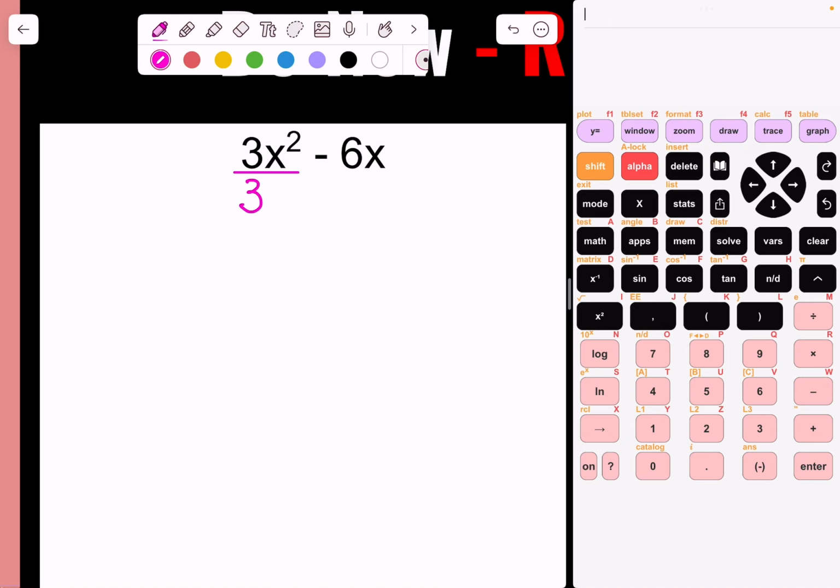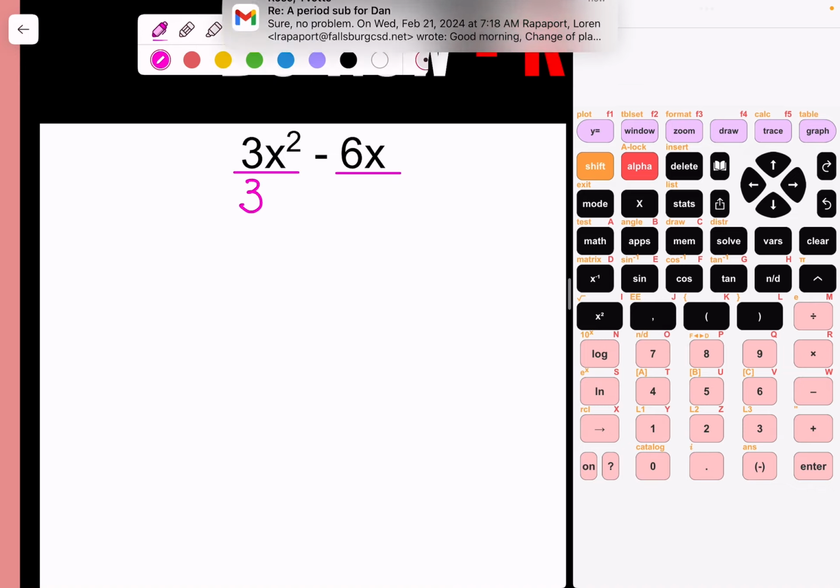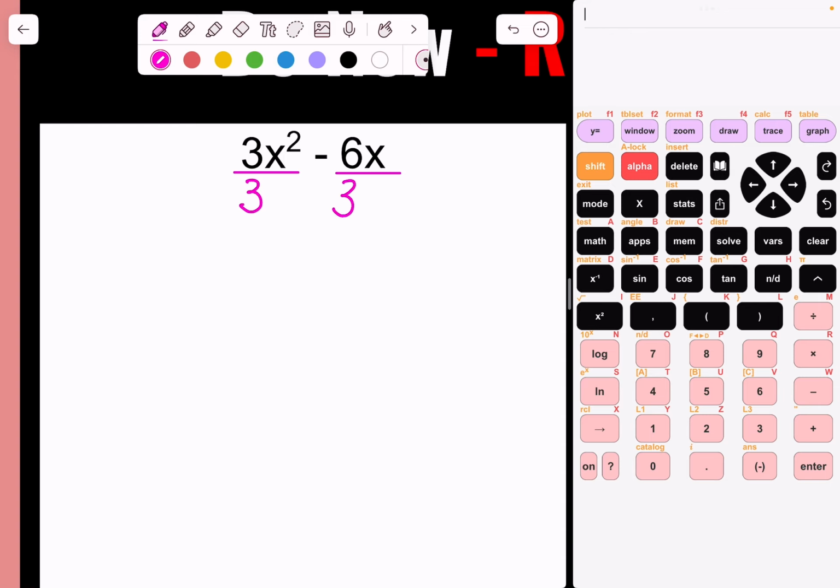I can. They're not both negative, so I won't worry about a negative. And then they both have an x, but the smallest x they have is there's an x2 and an x1, so the smallest one is the x1. So my GCF here is 3x, and now I'm going to do the division.